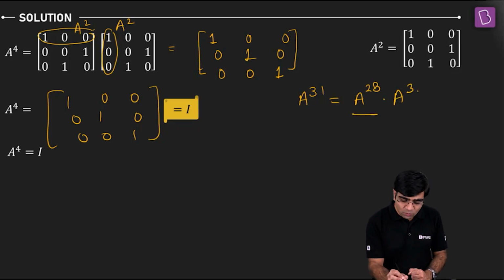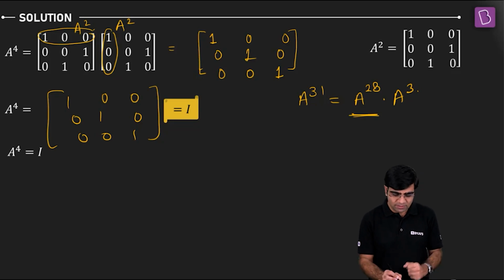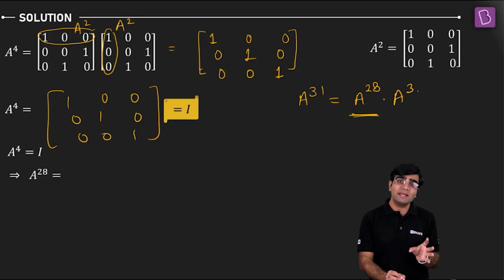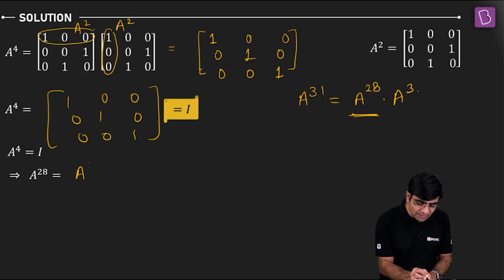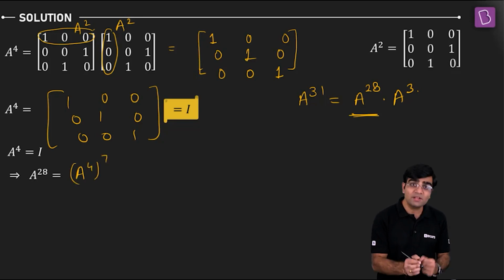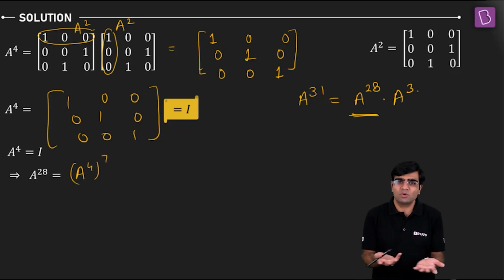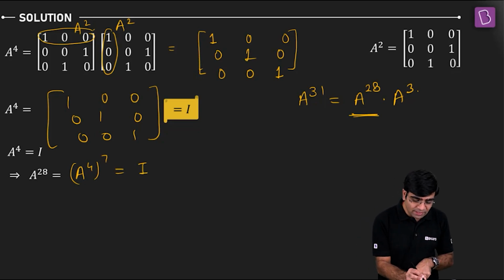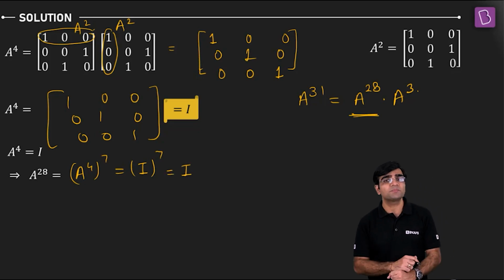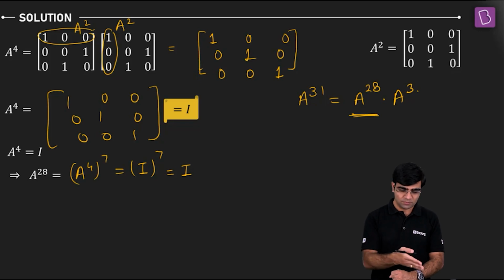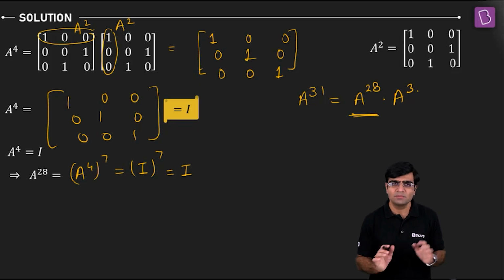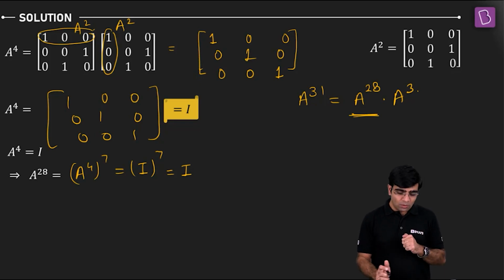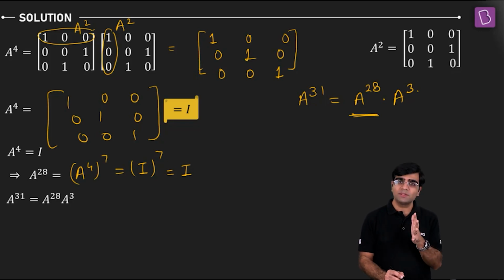So let's quickly figure out what A raised to 28 is. It's pretty simple to handle. A raised to 28 is nothing but A raised to 4, raised to 7, or A raised to 4 seven times, which is more or less the same thing, right? What is A raised to 4? Identity. What is identity raised to any natural power? It gives me the same matrix, I3 or identity. Identity matrix of order 3, the one which is written here, right? Perfect. Lovely. Now I have to figure out A raised to 31.